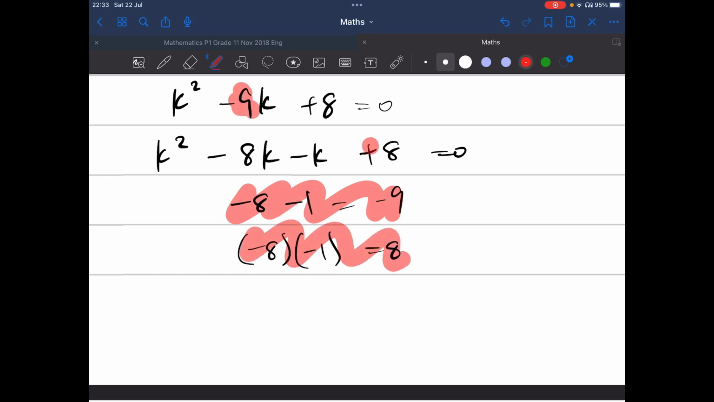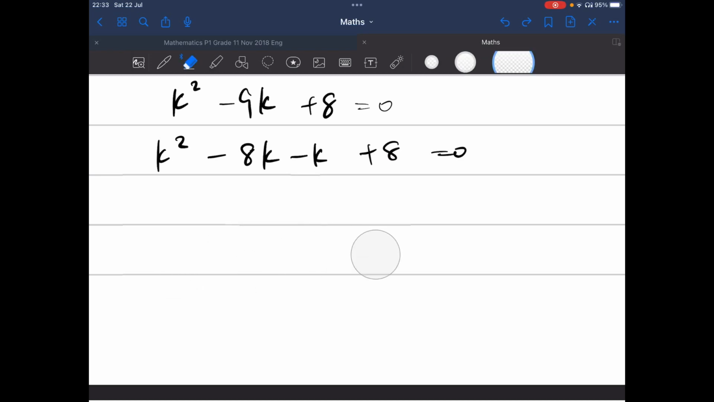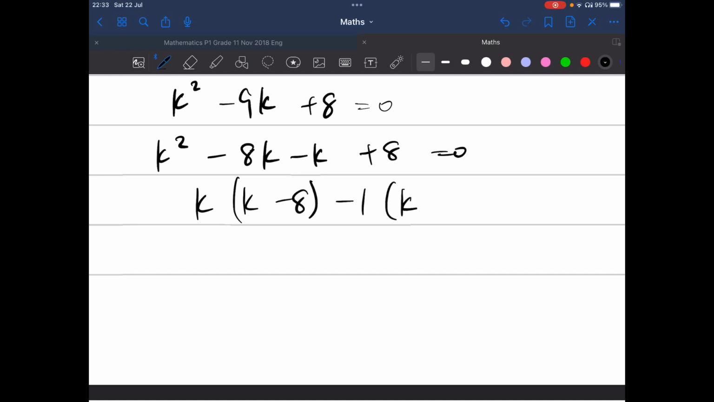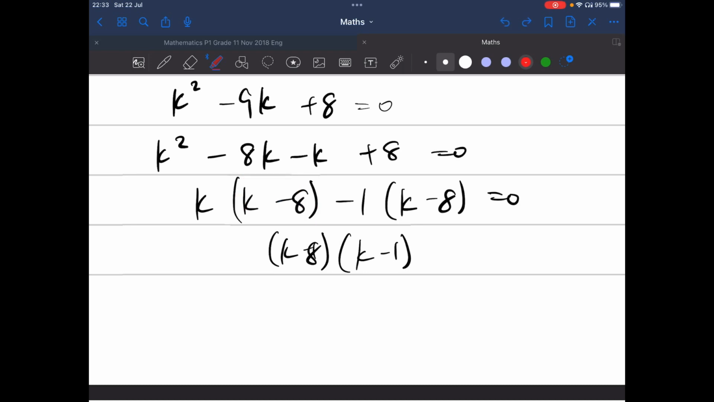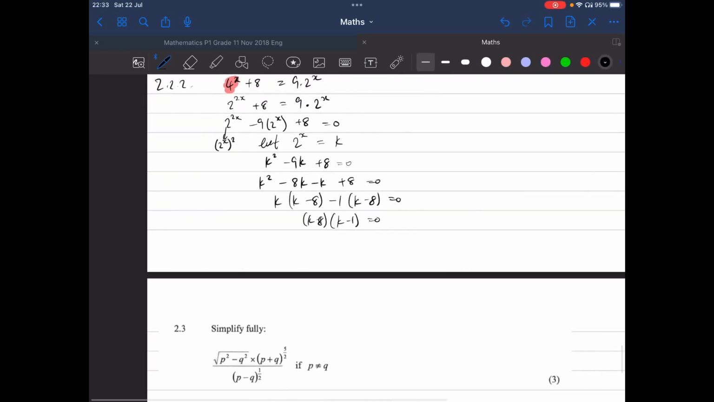When I multiplied them, I got 8. So that means those will work. Okay, so let's get rid of this. And now it's a simple case of just factorizing. So okay, so I have k minus 8, k minus 1, because this was a common factor, so I factored it out, equals 0.